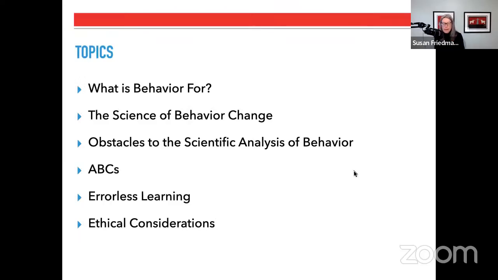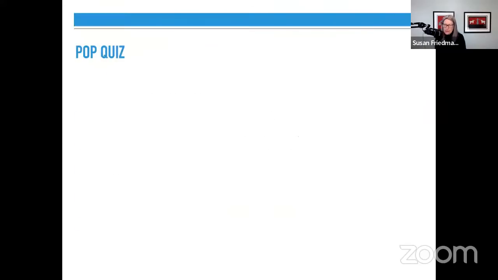So these are the topics for today. What is behavior for? The science of behavior change, obstacles to the scientific analysis of behavior, the ABCs, a little bit about errorless learning, and some ethical considerations, because once we are in the position of power to change another organism's behavior, then our ethics become equally important as our skills.